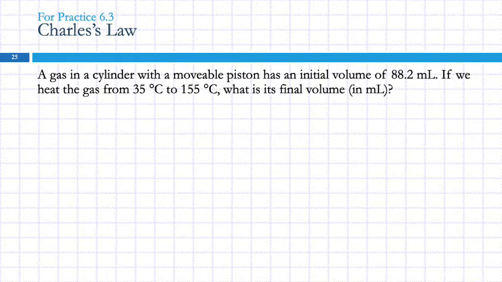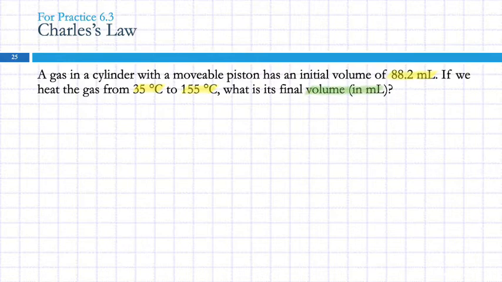A gas in a cylinder with a movable piston has an initial volume of 88.2 milliliters. If we heat the gas from 35 degrees Celsius to 155 degrees Celsius, what is its final volume in milliliters? So we read the problem, and then we're going to highlight the numbers. That's the stuff that we're given. We've got 88.2 milliliters, 35, and 155 degrees Celsius. And then we're going to find what the question is, what they want us to find.